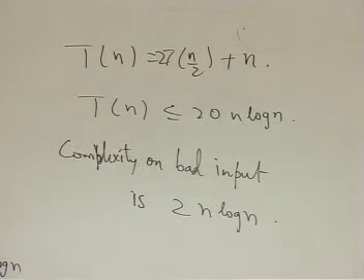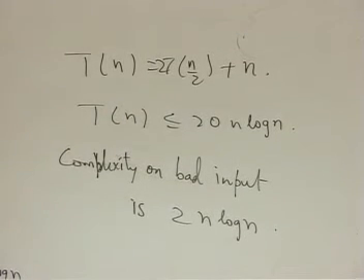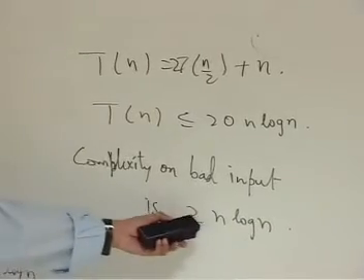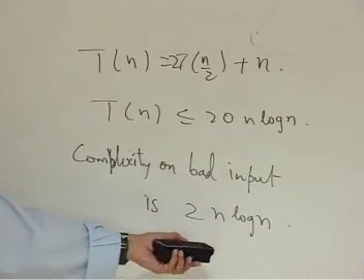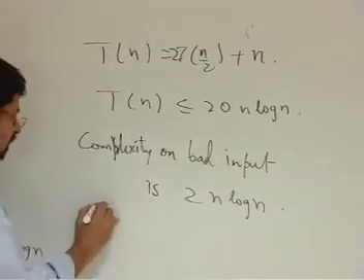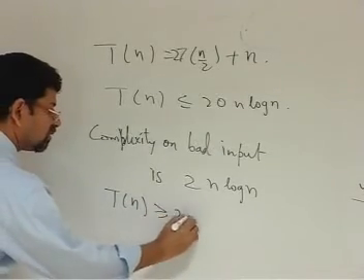T of n is the worst case complexity. That means it is the maximum over all inputs. In general, it is going to be even more than this. It could be equal or it could be more. So you know that T of n is greater than or equal to 2n log n.